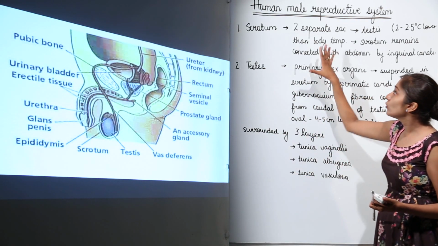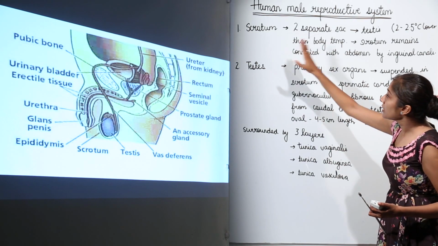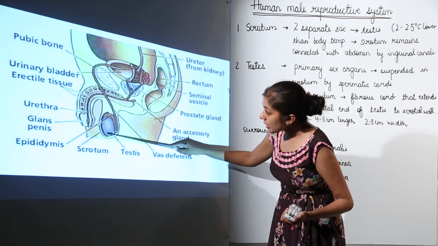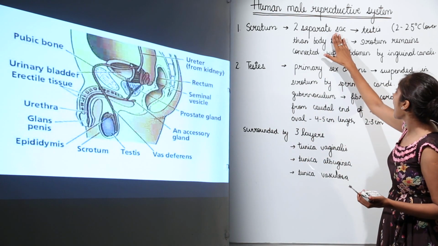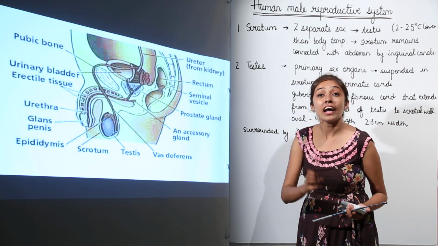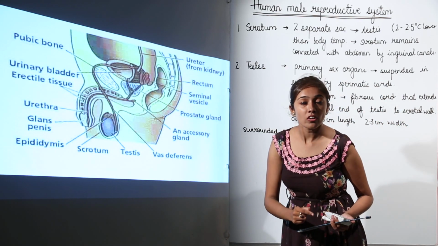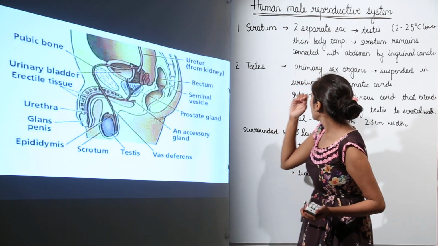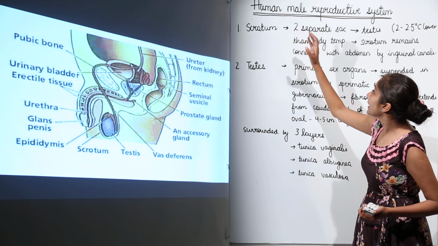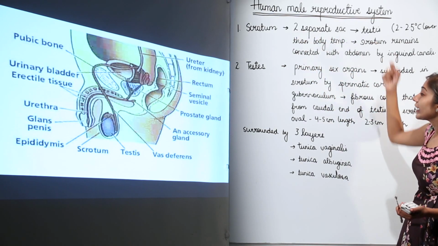Now a few lines about scrotum. The scrotum contains two separate sacs which we call testes. What are these two separate sacs? These are testes, and we will learn later on that testes are the primary sex organs in case of males. So scrotum contains two separate sacs which we call testes.